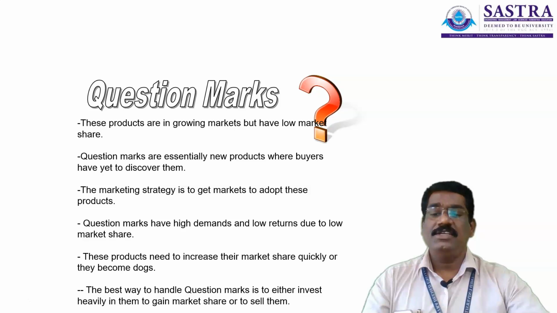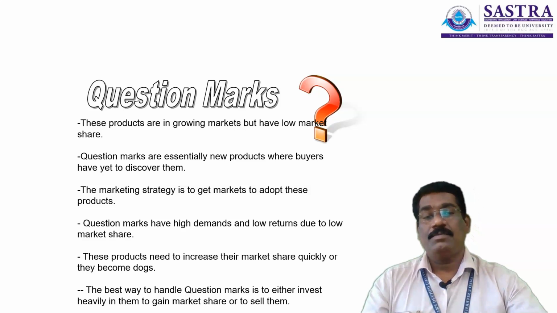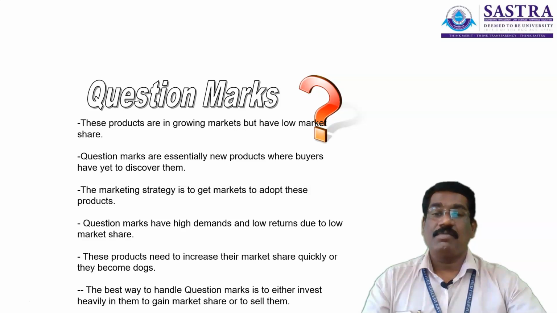And these products need to increase their market share quickly, or if they don't do that, they go into a stage called dog, where we don't have a market share, and we don't have a growth rate either. The best way to handle question mark is to either invest heavily in them to gain market share or to sell them. I mean, you have to divest them.